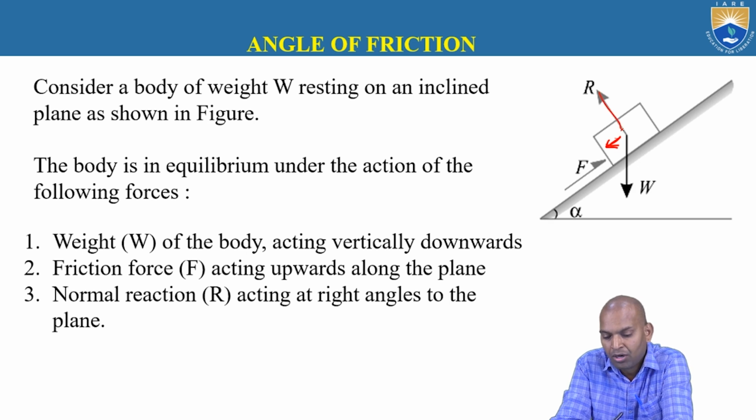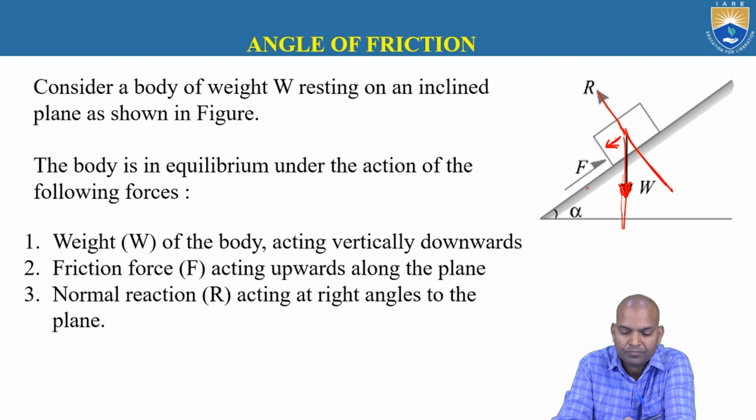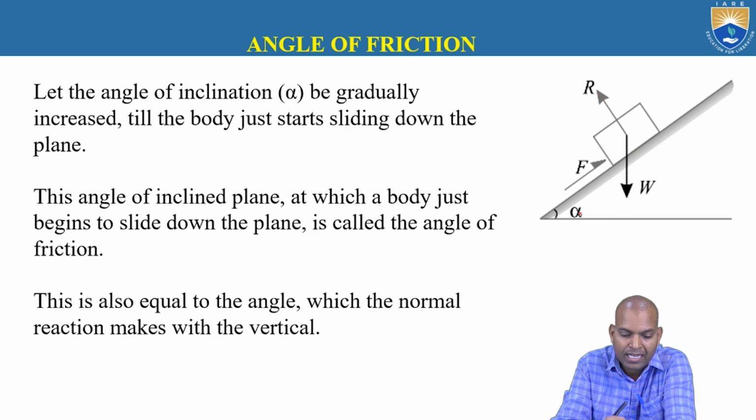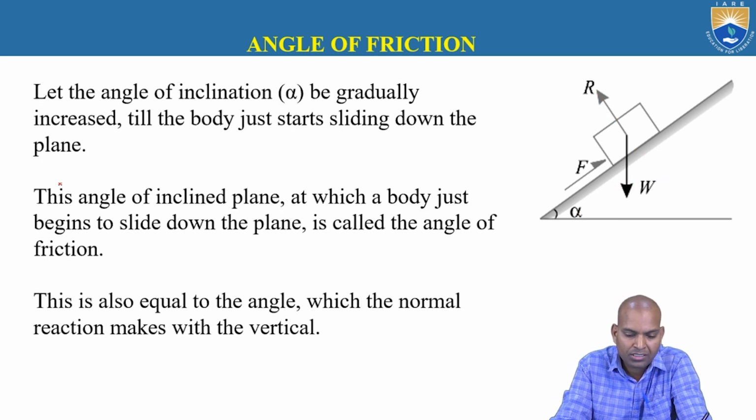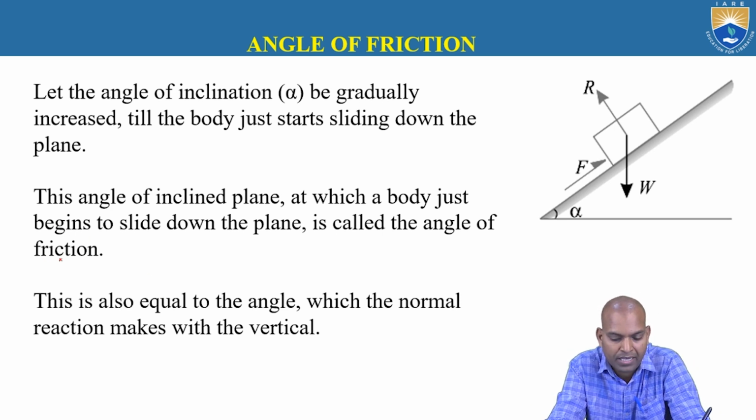Whereas the normal reaction always acts normal to the plane, or normal to the surface of the plane, and the weight of the body acts vertically downwards. Alpha is the angle of inclined plane. This angle of inclined plane is gradually increased till the body just starts sliding down the plane.